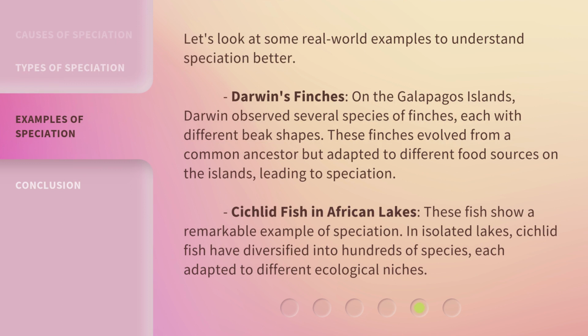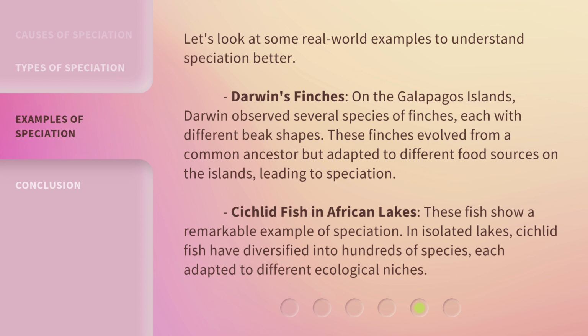Let's look at some real-world examples to understand speciation better. Darwin's finches. On the Galapagos Islands, Darwin observed several species of finches, each with different beak shapes. These finches evolved from a common ancestor but adapted to different food sources on the islands, leading to speciation.